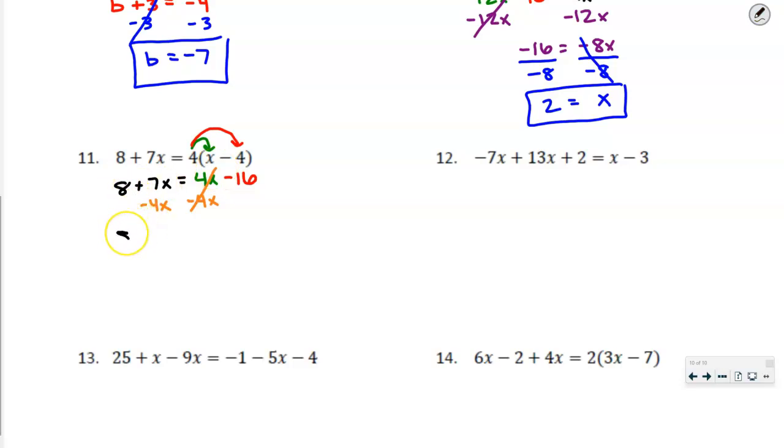This leaves me with 8 plus 3x, which is equal to -16. X is multiplied by 3 and then we add 8, which I now will subtract 8 to undo.